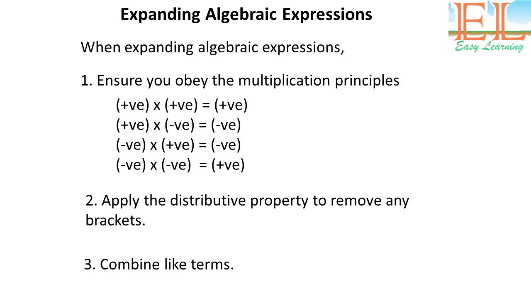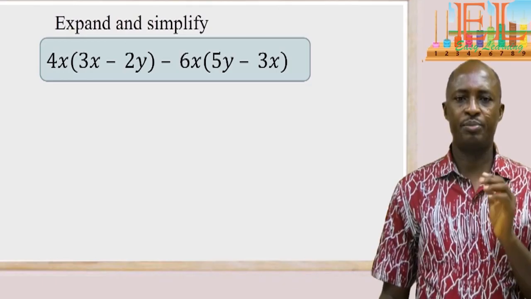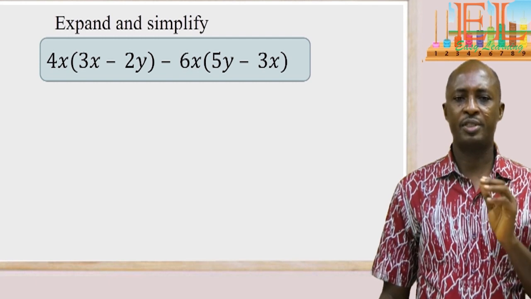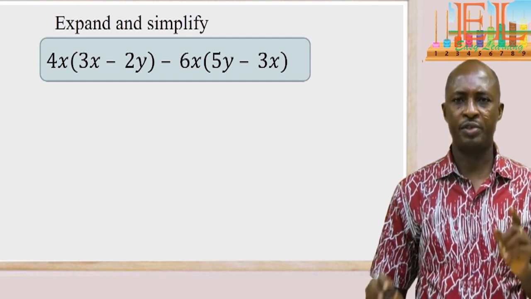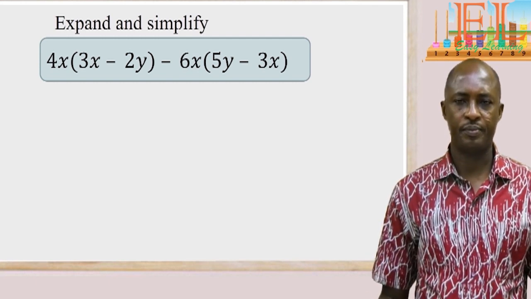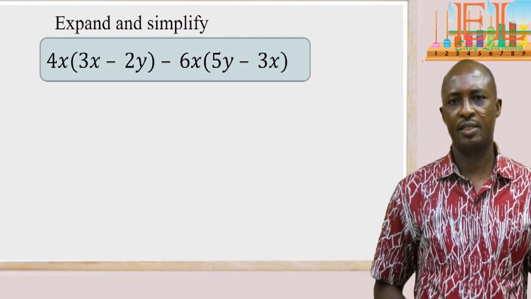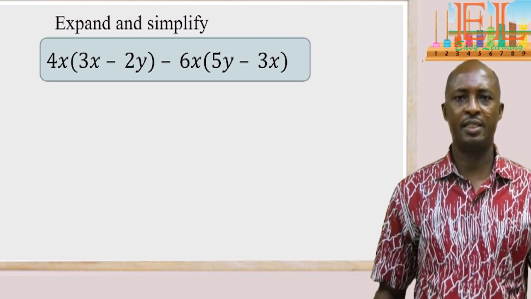Now, the next thing you have to consider, apply the distributive property to remove any brackets. And then you group like terms. Let's take some example. Expand and simplify 4x times (3x minus 2y), minus 6x times (5y minus 3x).